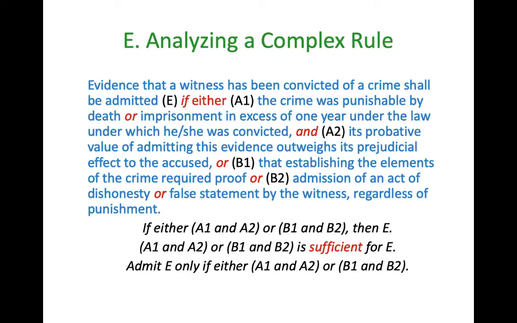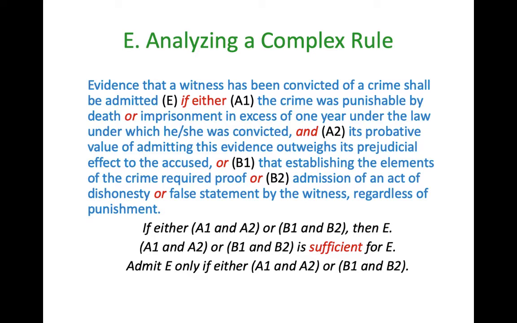So here's an example. Evidence that a witness has been convicted of a crime shall be admitted, evidence E, if either A1, the crime was punishable by death or imprisonment in excess of 1 year under the law under which she was convicted, and A2, its probative value of admitting this evidence outweighs its prejudicial effect to the accused, or B1, that establishing the elements of the crime required proof, or B2, admission of an act of dishonesty or false statement by the witness regardless of the punishment. Okay, so all of this can be condensed into the following form.